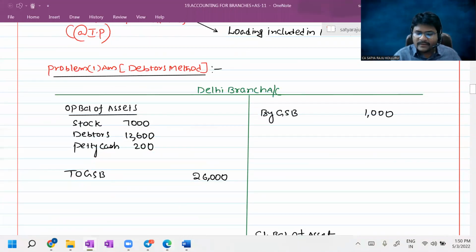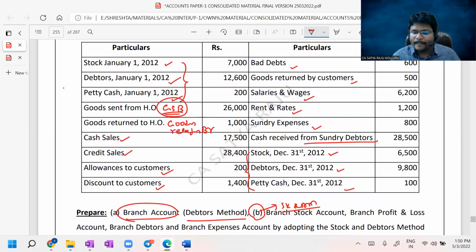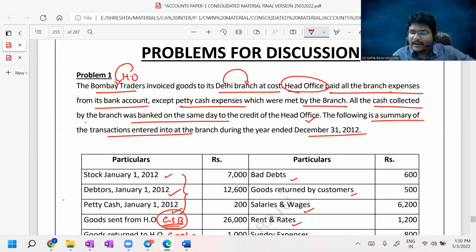Sir, how much cash sent by head office to the branch? Now it is clearly given that head office paid all the branch expenses from its bank account itself. That means even though head office directly met those branch expenses, this cash is nothing but sent to the branch only. Maybe not sent to the branch, but for which purpose are they using? For the purpose of making payment of branch expenses only. That is nothing but ultimately cash expenses incurred by the head office for the purpose of the branch only, which I can treat as cash sent to the branch. Do you understand, all of you?